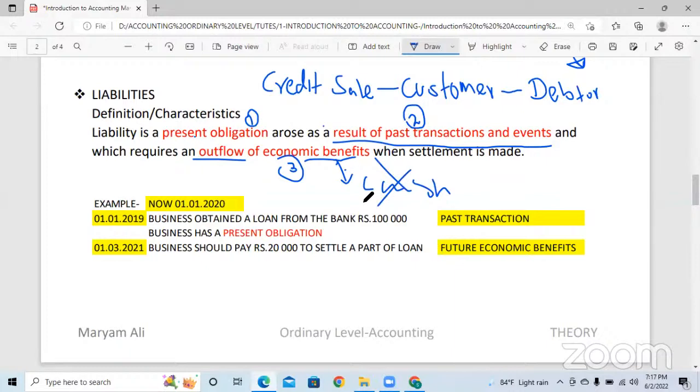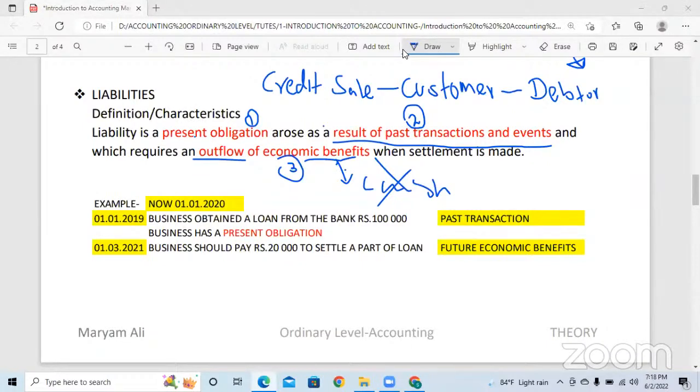For example, let's say you took money from your friend. Yesterday, you took 1,000 rupees from your friend. Because it is a past transaction, it happened yesterday, because of that, today you all have an obligation. You all have a duty.